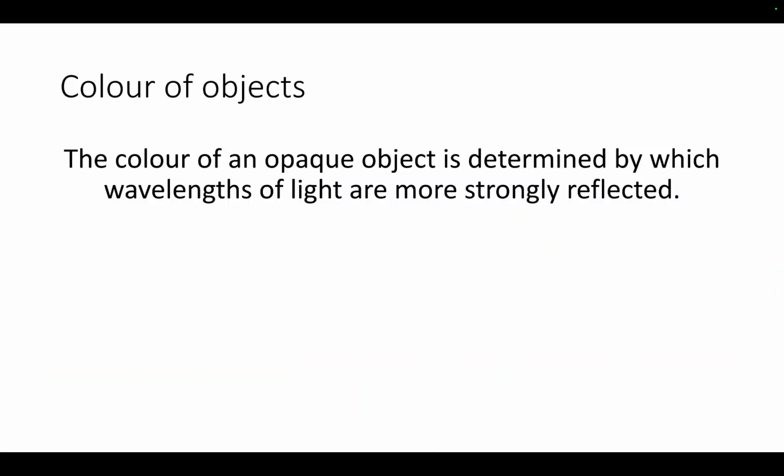So the colour of objects. The colour of an opaque object is determined by, well, first opaque. Obviously you've got transparent, which is see-through, and translucent, like glass for example, which is partially see-through. Opaque is normal everyday solid objects. So the colour of an opaque object is determined by which wavelengths of light are more strongly reflected. So if you see something and it's yellow, it's because if you shine white light on it, the yellow part of the spectrum is being reflected more strongly and the other colours are being absorbed.